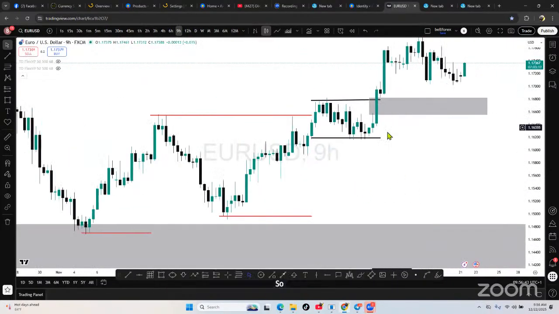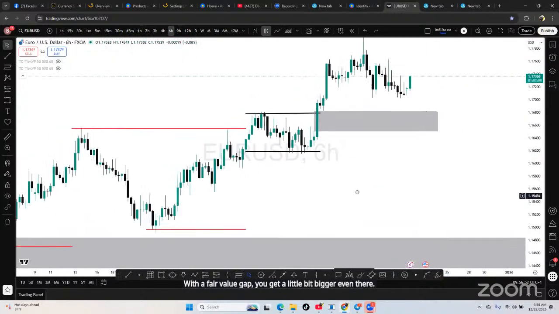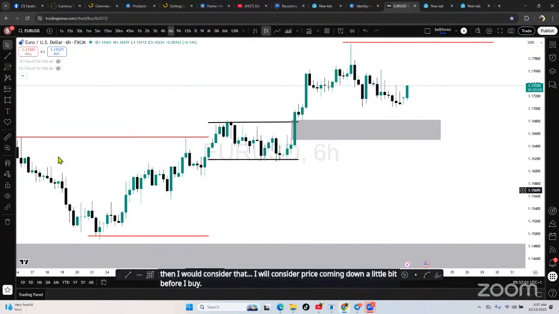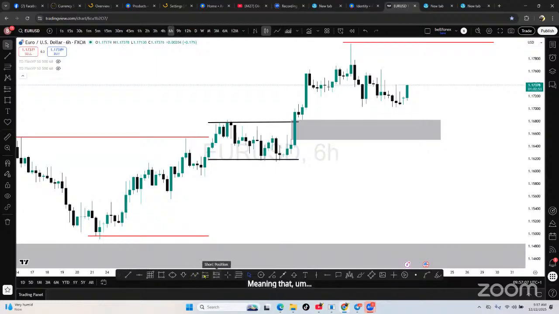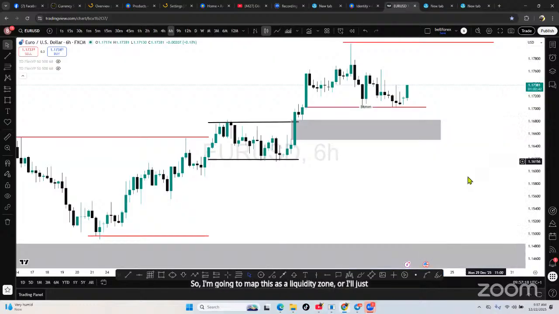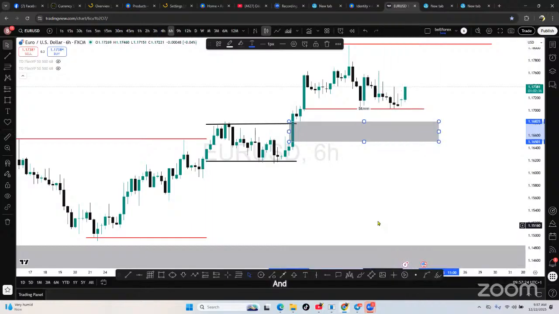So when we move down, the fair value gap is still there. On the 6 hours chart, we're still there with the fair value gap. It gets a little bit bigger even there. So if I'm to look at Euro USD today, then I will consider price coming down a little bit before I buy. So this is what I have for you for Euro USD, meaning that there is a lot of liquidity being created slightly here, which a lot of people are going to be plunged into. So I'm going to map this as a liquidity zone, or I'll just put BTMM there. So this will be our POI here. And this POI is a fair value gap.